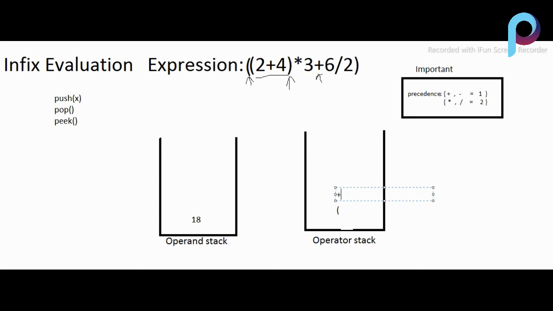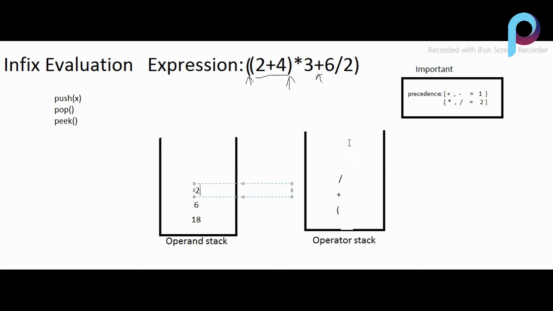There is a plus. Now there is a 6, you have to push it in the operand stack. Now there is a divide. Okay guys, now compare the precedence of divide to the precedence of plus. The plus operator doesn't have a higher precedence than the divide operator, so we just push it in the operator stack. Now there is a 2, we push it in the operand stack.